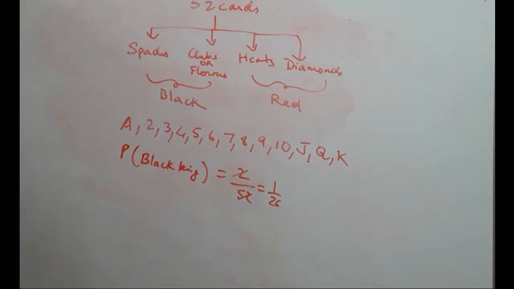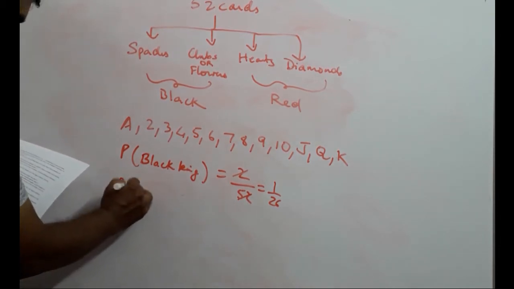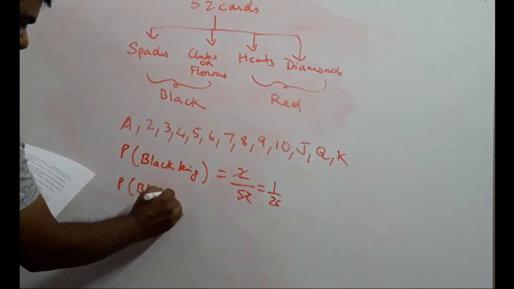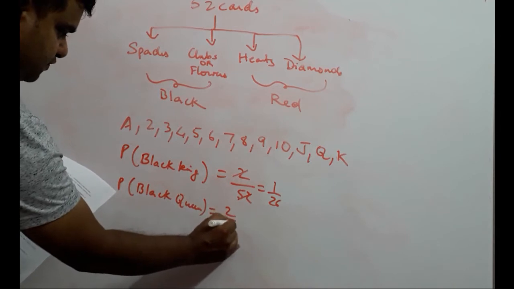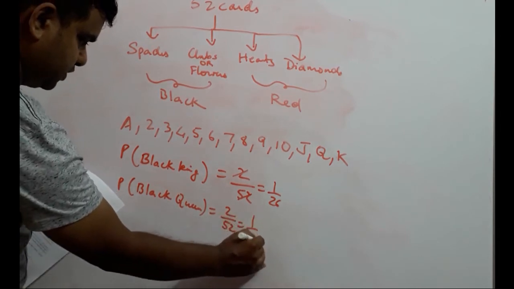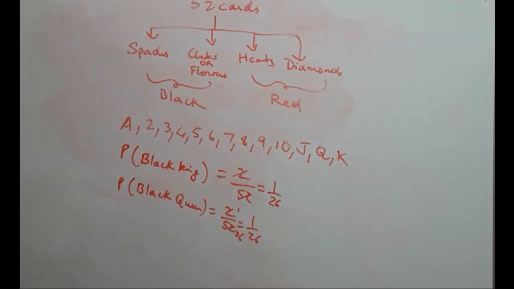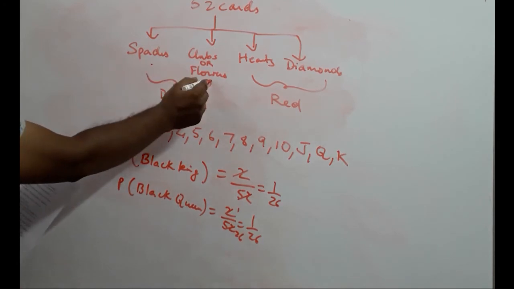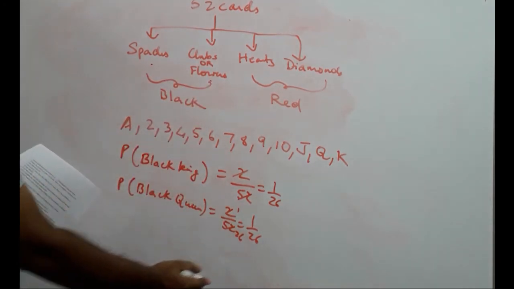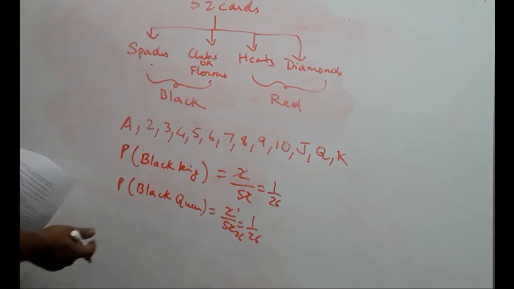Similarly, we can solve the fourth question as well, which asks what is the probability of getting a black queen. So it's the same. Probability of getting a black queen will be equal to 2 upon 52, which is equal to 1 upon 26 when we cancel. Why 2 upon 52? Once again, there is a black queen here and a black queen here. Hence you get 2 upon 52, which is 1 upon 26.